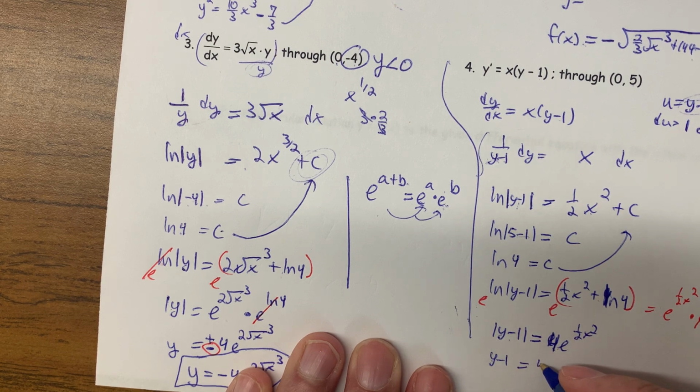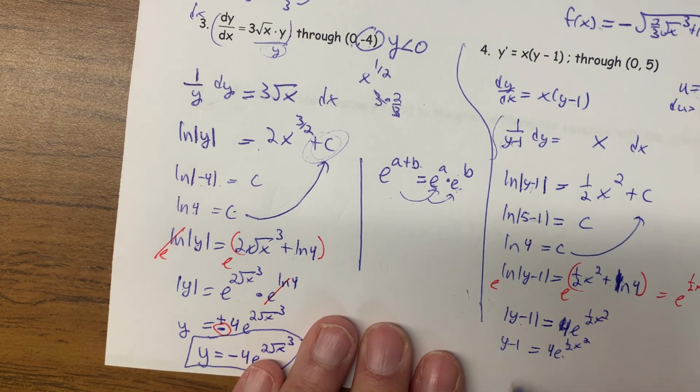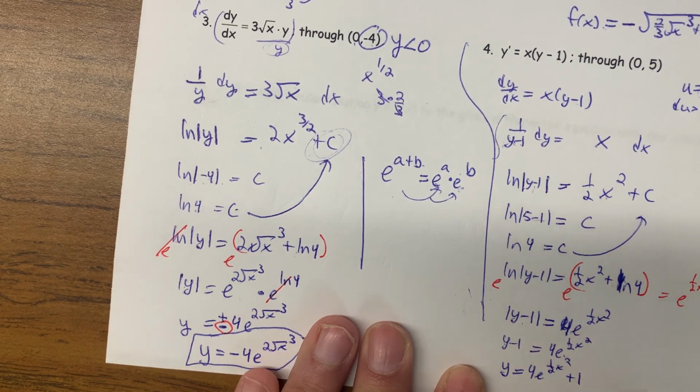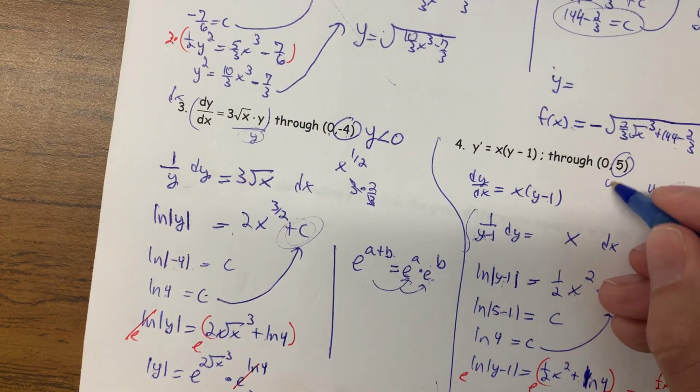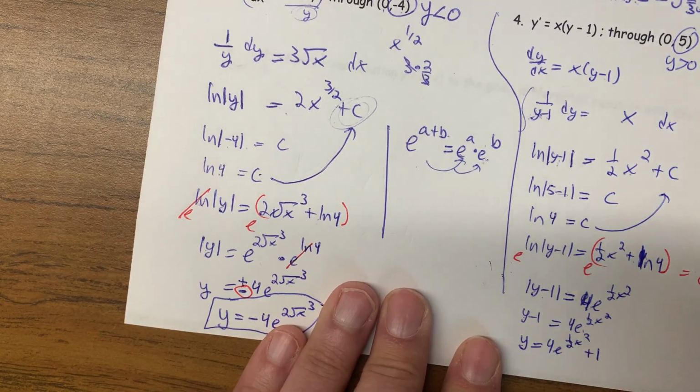So this is just going to be positive 4e^(1/2 x²). We don't really need to worry about that, because if this was negative, how would you ever end up equaling positive 5? It wouldn't be possible. So y is equal to 4e^(1/2 x²) plus 1, and we knew this had to be positive because of the initial condition being greater than 0. Okay, great. That's all of that.